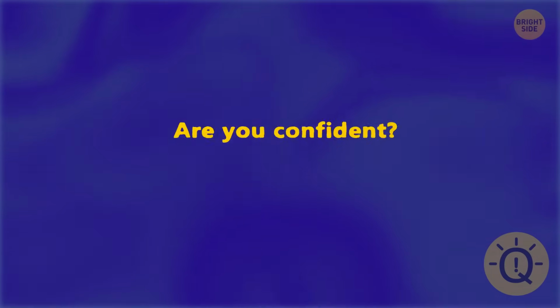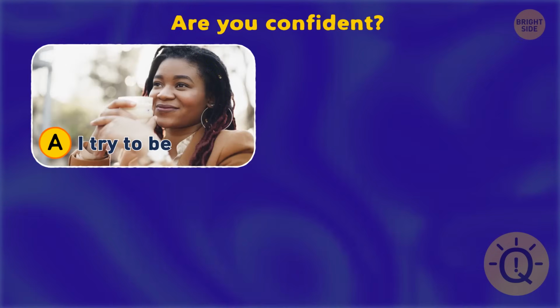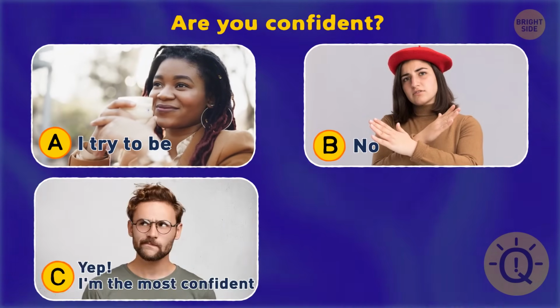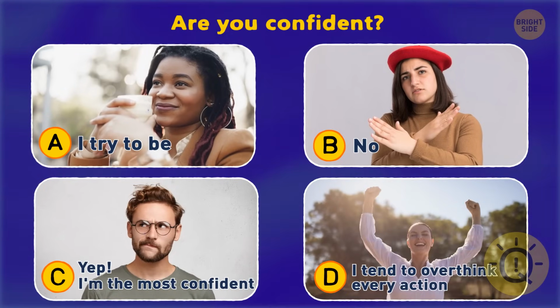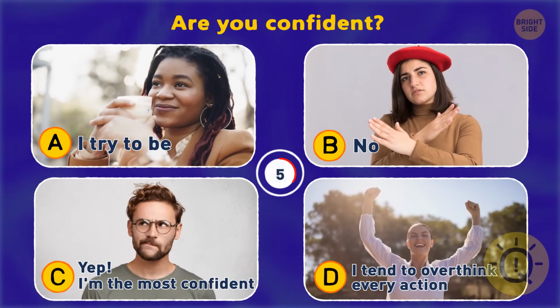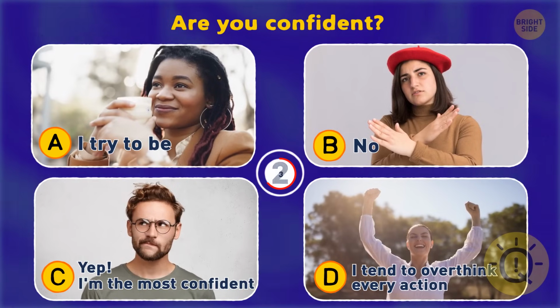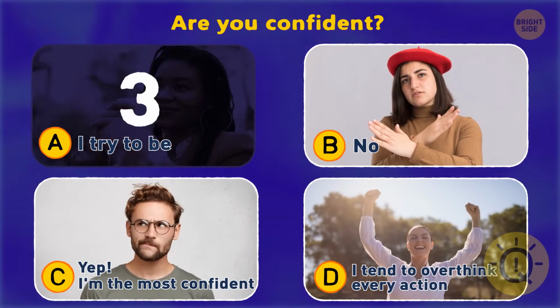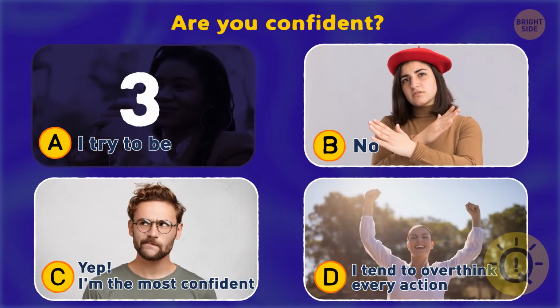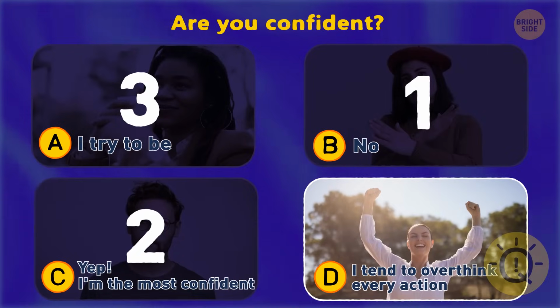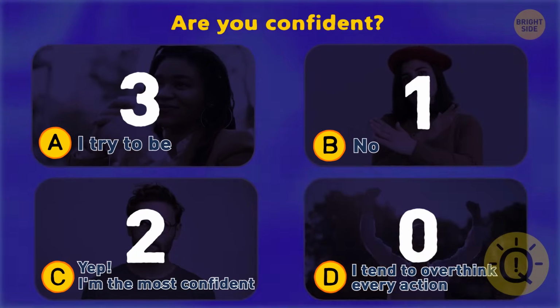Are you confident? I tried to be. No. Yep, I'm the most confident. I tend to overthink every action. If you picked option A, add 3 points to your score. Option B brings you 1 point. C adds 2 points. And answer D brings you 0 points.